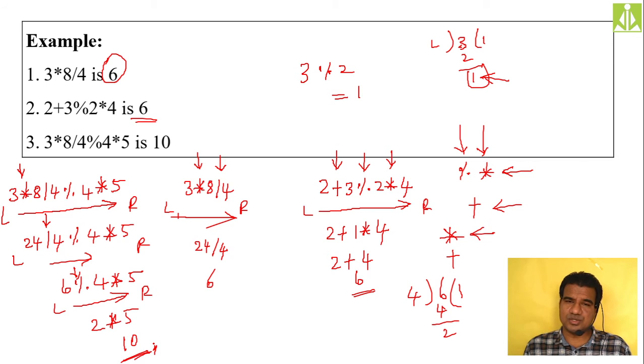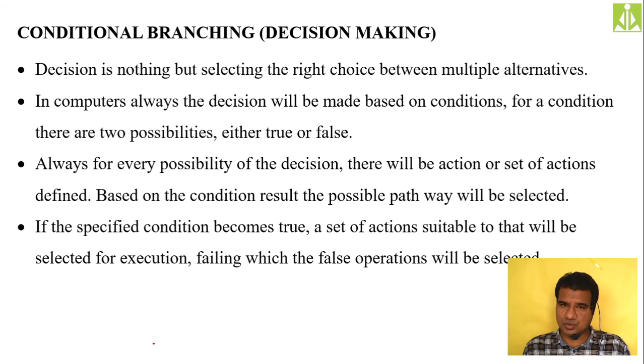This associativity can be either left to right or right to left. If the associativity is left to right, simply move in your expression from left towards right, and whatever operator you encounter first, simply evaluate that one. And if the associativity is right to left, simply move from right towards left, and whatever operator you encounter first in that movement, simply evaluate that. So this is about operator precedence and operator associativity.